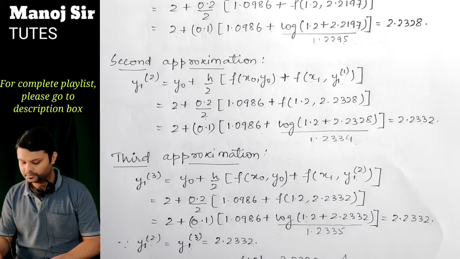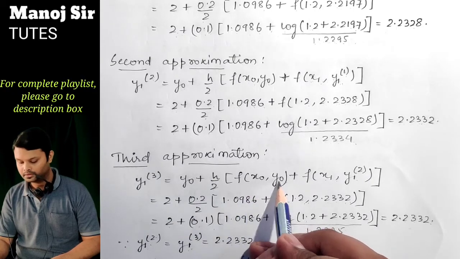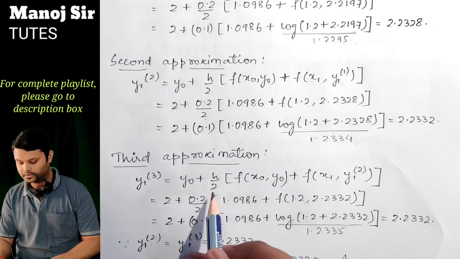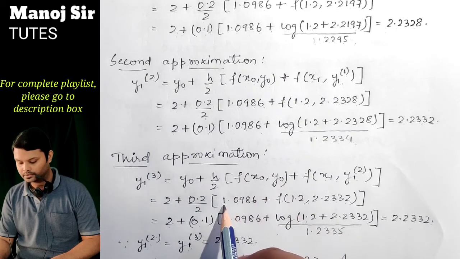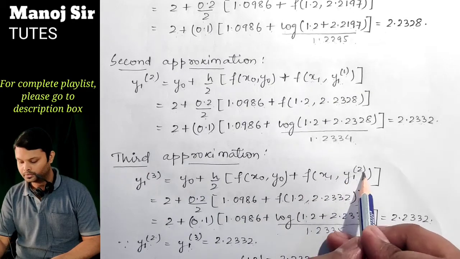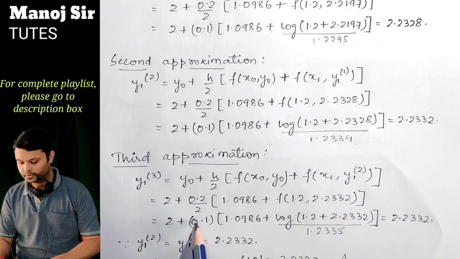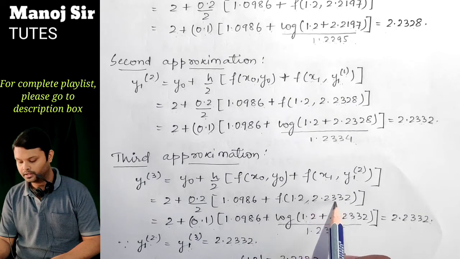So we'll go for third approximation, that is y13 equals to y naught plus h upon 2 f of x naught comma y naught plus f of x1 comma y12. So y naught, that is 2, plus what is h? That is 0.2 upon 2. This value we have already calculated, that is 1.0986, plus f of x1, that is 1.2. What is y12? That is 2.2332. Okay, so 2 plus 0.1 into 1.0986, plus the function is log of x plus y. X is 1.2 plus y, that is 2.2332.